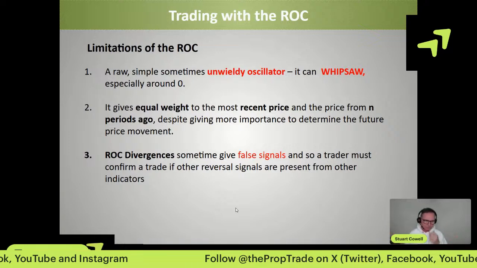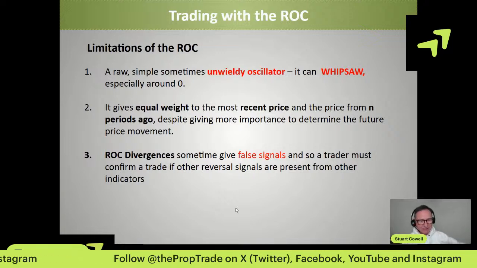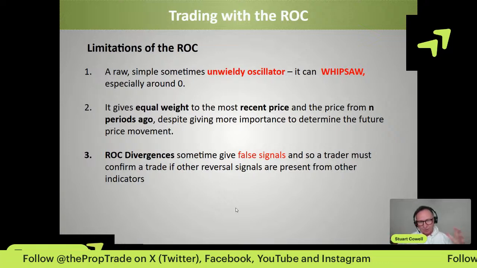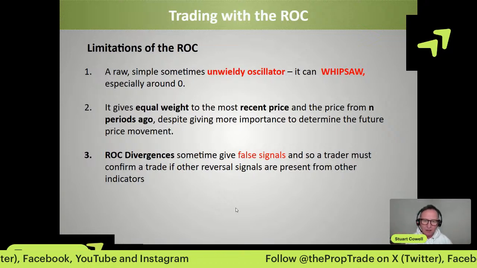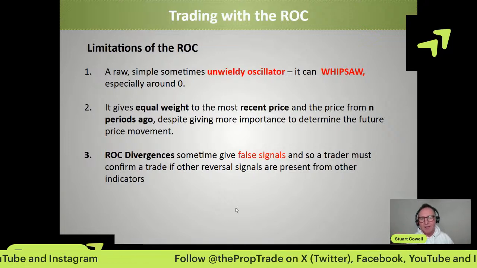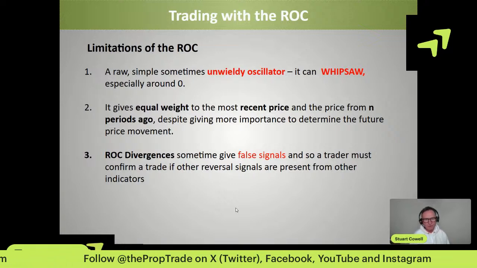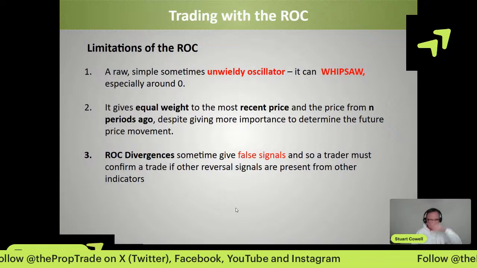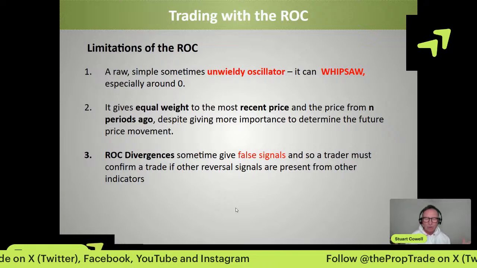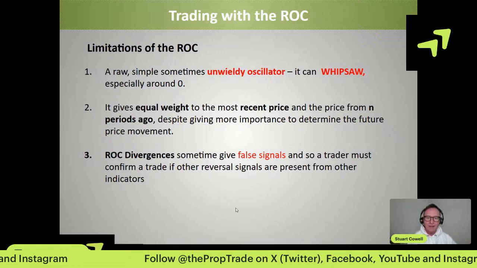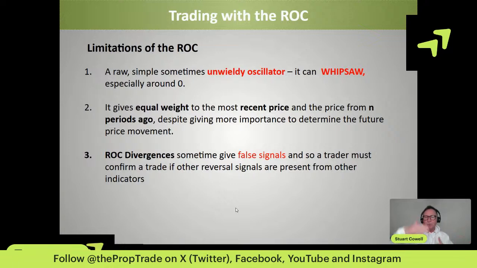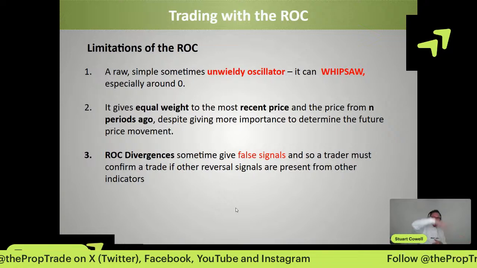So despite trying to predict future prices, it's still saying the difference that these two arbitrary numbers are equally weighted. It can be quite whipsaw, as I've said already. It can jump around a bit, but so can all oscillators by their very nature. That's what they are, aren't they? They're trying to measure extremes. Because it's unbounded, though, it can keep going.